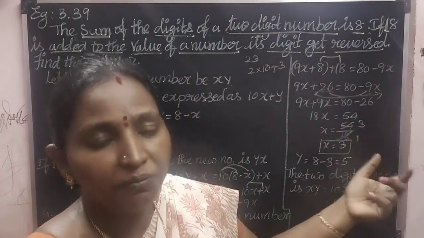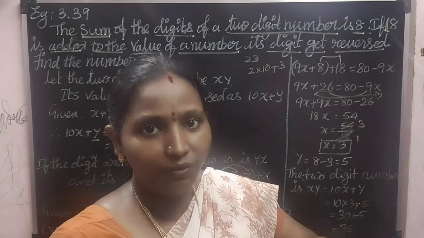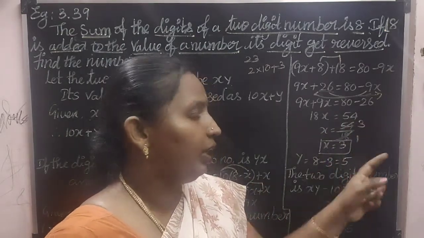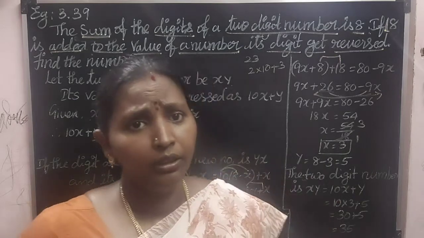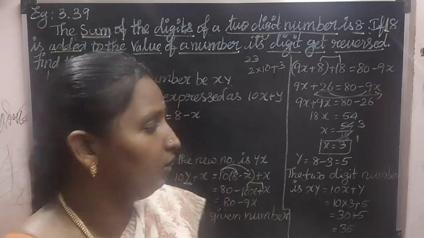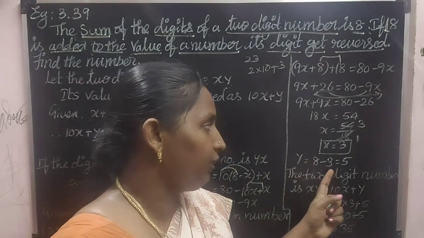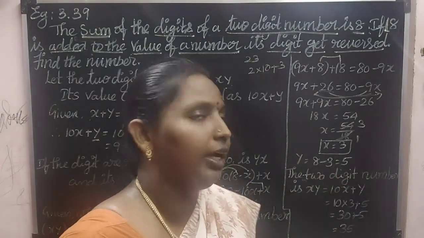18x equal to 54. X equal to 54 divided by 18. If you cancel this, 18 ones are 18, 18 threes are 54. So the x value will be 3. So you got the x value. Y value: y equal to, we have 8 minus x. So 8 minus x, the x value is 3. 8 minus 3 will get 5.